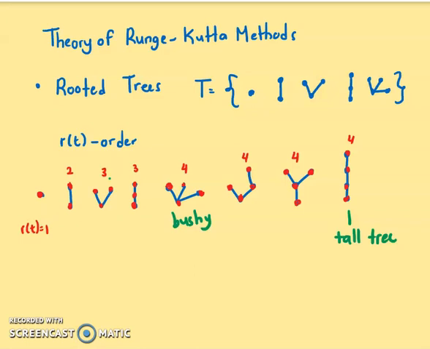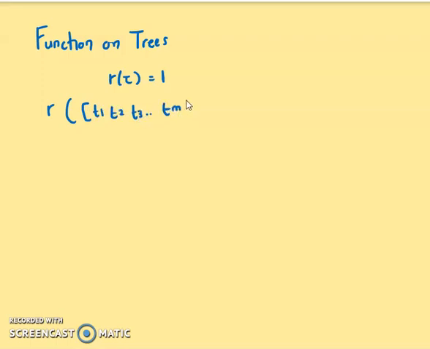Okay, now there's something else you would like to learn, which is the function on trees. Okay, the function on trees. It's denoted by r. If the order of the tree is given by, so this is tau, denoted for only one vertex, then r of many trees, t1, t2, t3, up to tm, is given by 1 plus the summation from i equals 1 to m of r(ti).